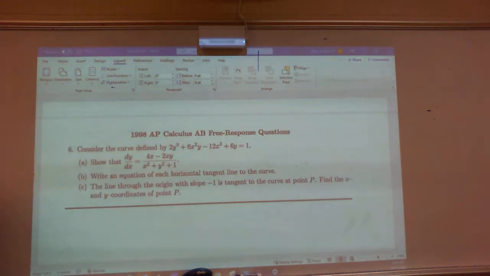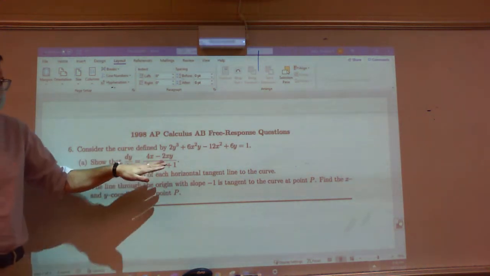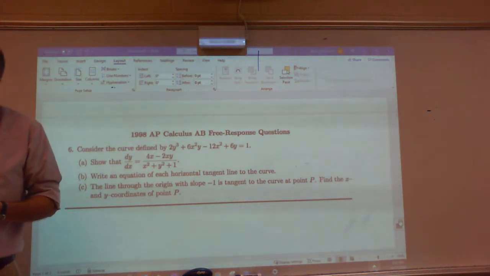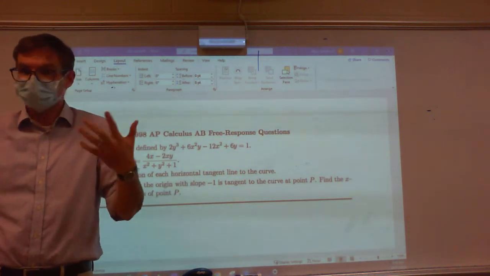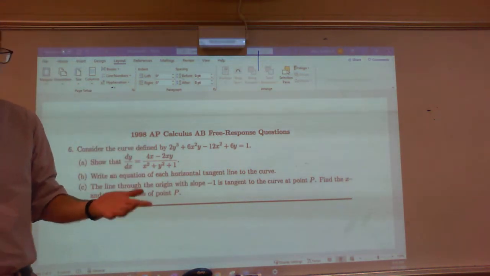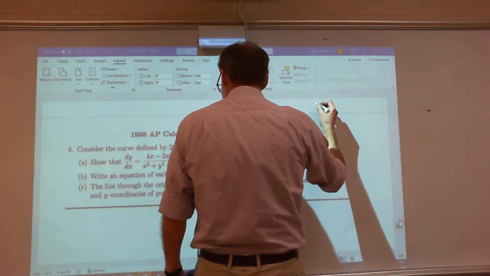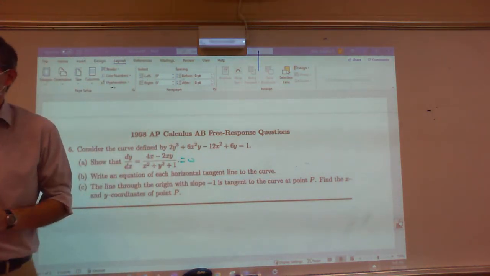All right. Now let's talk about B, because this is pretty common. It says, write an equation of each horizontal tangent line to the curve. So how do you find a horizontal tangent line? Well, what do we want our slope to be? 0. We want our slope to be 0, right? Everybody okay? Horizontal tangent line means I want my slope to be 0. So if I'm looking at dy/dx, well, I've already got it here. I'll just say I want this to be 0. How do you make a fraction 0?